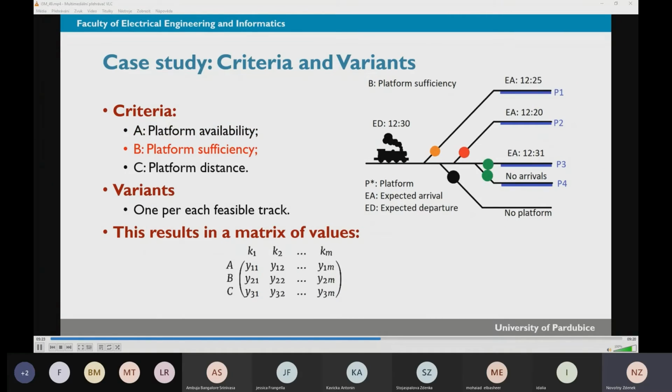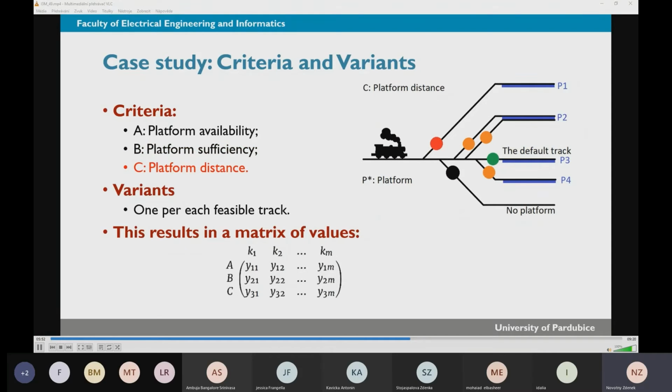The criterion B is the platform sufficiency. This means that the support prefers tracks which are not going to be occupied until the train's estimated departure. The longer the train would block other arriving trains, the lower is the value of criterion B regarding the track. So the criterion B attempts to minimize the delay caused to trains which will arrive after the solved train. And finally, the criterion C adds a tendency to follow the original plan. It makes the support prefer the original track or a nearby platform over further ones.